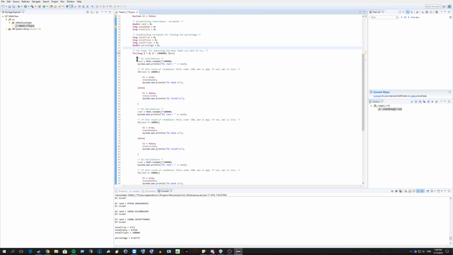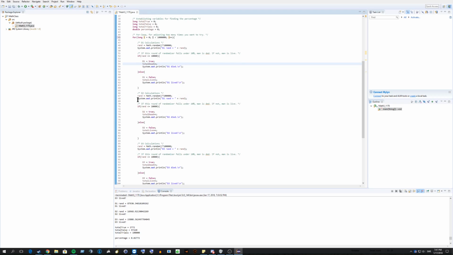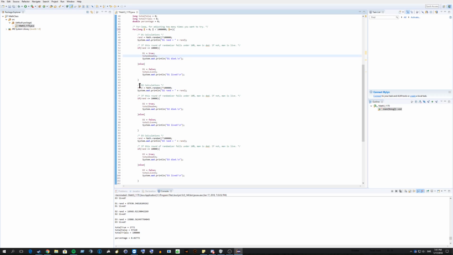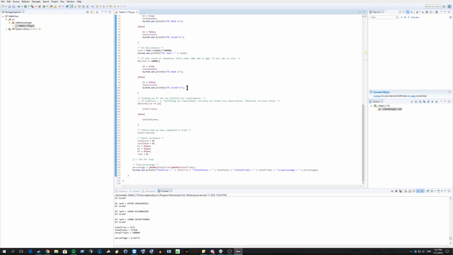And so this is basically how it works. You randomize a number between 0 and 100,000. If it's under 10,000, he's dead. Total dead goes up, and it'll say he died. Otherwise, total live goes up. And it'll do that 3 times, one for each old man.